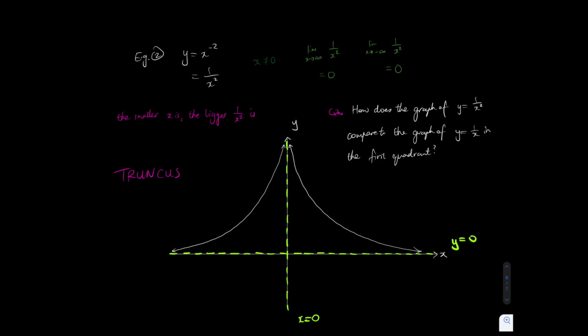A question to think about. Despite 1 on x squared being different to 1 on x, they both have a part of the graph in that first quadrant in the top right. I'd like you to think, how does the graph of y equals 1 on x squared compare to the graph of y equals 1 on x in that first quadrant?